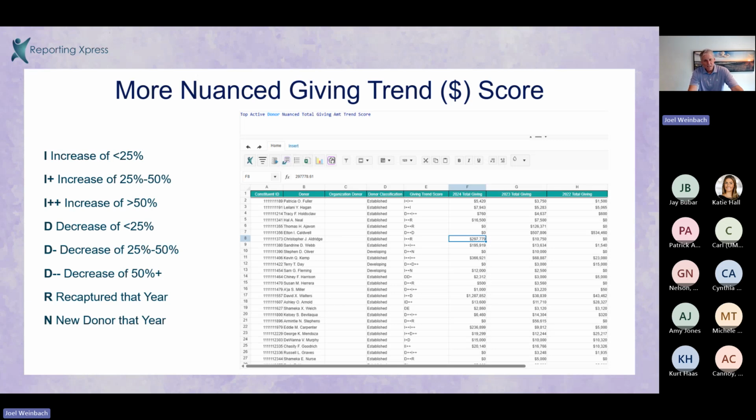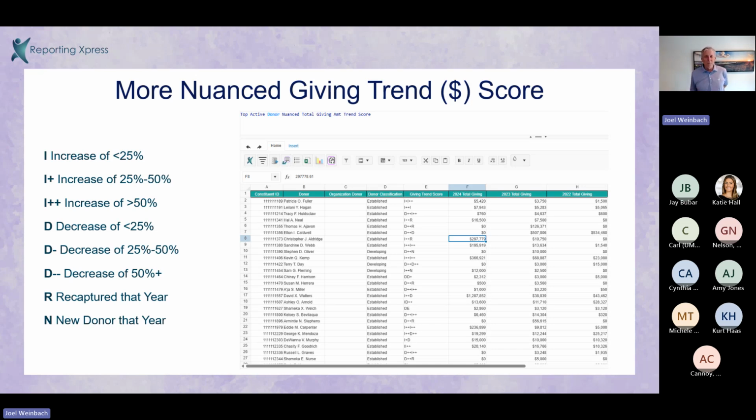Same thing on the decrease side. And then I've added an R and an N. An R means they were recaptured in a year, and an N means they were a new donor in a year. So you can see how these scores look, I++, I++. That's a donor you want to pay attention to. They gave 1,500, then 3,750, then 5,420. They've been increasing their giving every year.